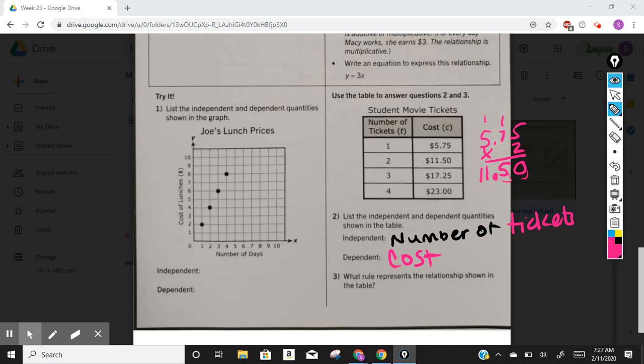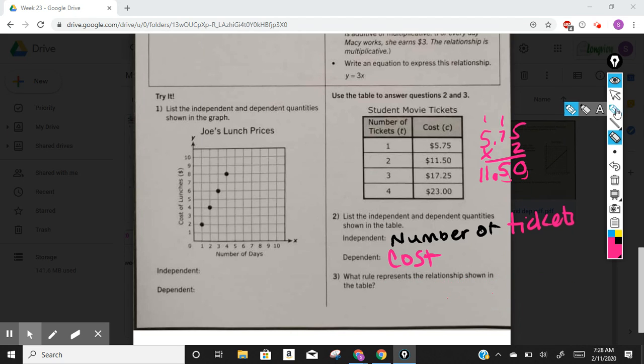So that means number of tickets equals 5.75 times the C. Okay, that is an incorrect setup, and I want to show you why. Number of tickets, if we took 1 right here, would equal 5.75 times 5.75. So that does not work for us because we know 5.75 times 5.75 does not equal 1. So when you're setting these up, you can always check to see if you have them right.